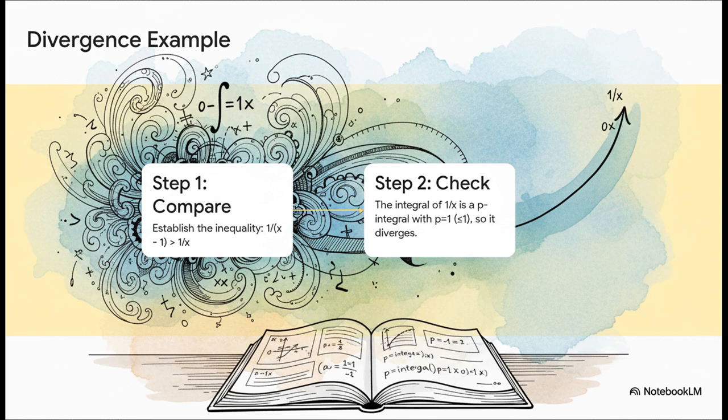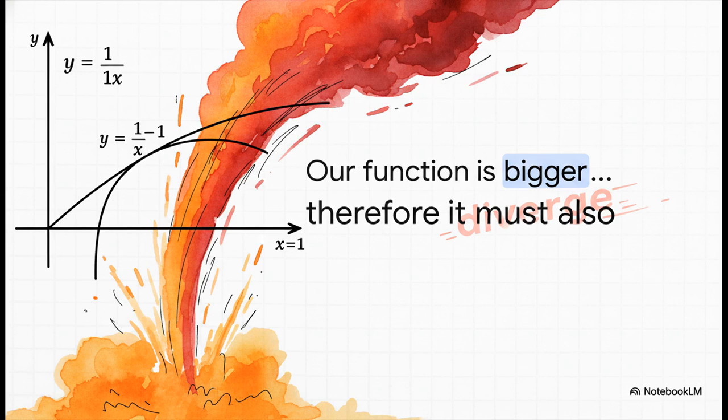For step 2, we check our comparison. The integral of 1 over x is a p integral where p is exactly 1, and we know that any p integral where p is 1 or less diverges. And that's our answer. Our function is bigger than a function that we know for a fact blows up to infinity. It has no ceiling above it, so its area has to be infinite as well.